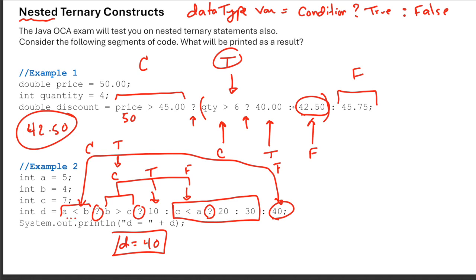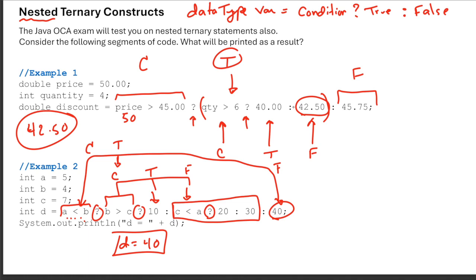But what if that statement was true? If it were true, then we would go to B is greater than C, and we see, well, B is not greater than C, it's false. If it were true, it would print 10, but since it's false, it will run the next conditional, C less than A. And we say, well, is C less than A? No, that's false, so it would print 30.